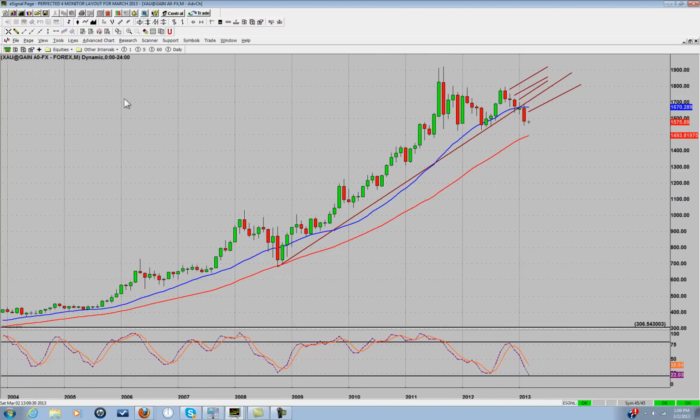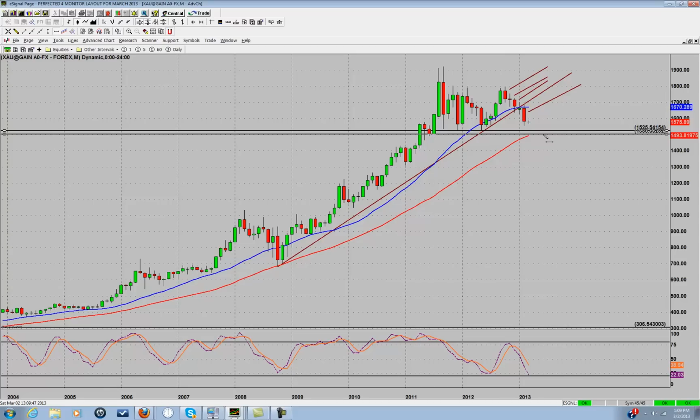I love gold. I love silver. I like to buy them. But right now, I'm fearful. And I can see this 1525 scaring the tar out of me. 1525 is a double bottom low on a monthly chart. If we break 1525, there really isn't much to say that we're not going to attack 1500.